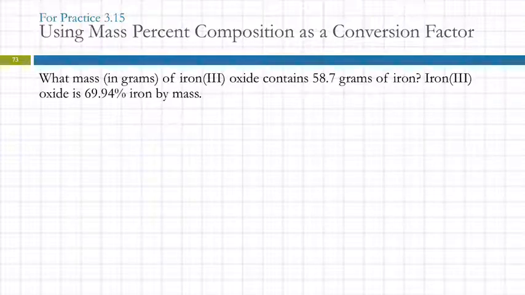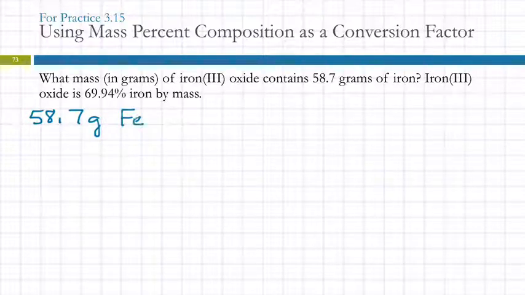So we'll do a problem using mass percent composition as a conversion factor. What mass in grams of iron 3 oxide contains 58.7 grams of iron? Iron 3 oxide is 69.94% iron by mass. So we've got two numbers here. So I'm just going to follow the sort of pattern I've been using. So we read the problem. Now we're going to write down the numbers. 58.7 grams of iron, Fe.